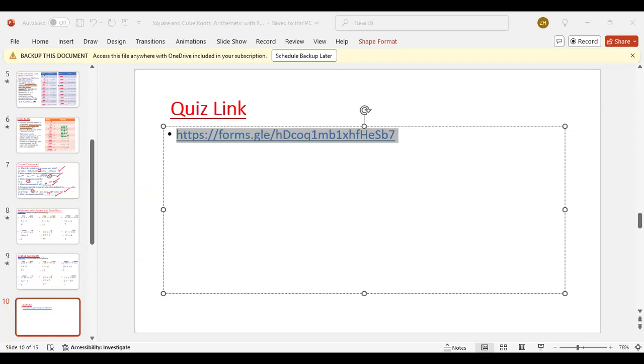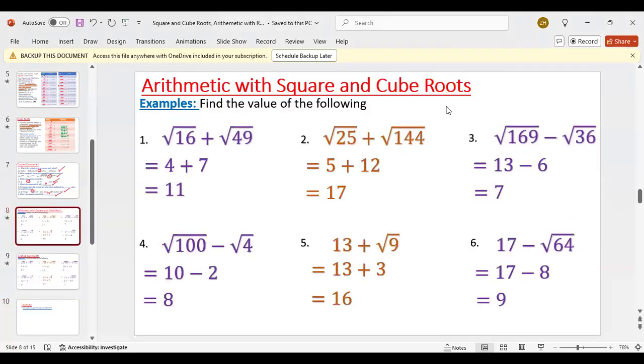For those of you who came late, you need to write this on the screen. That's the only way you could be able to answer the questions. Everyone should be working on the quiz right now.